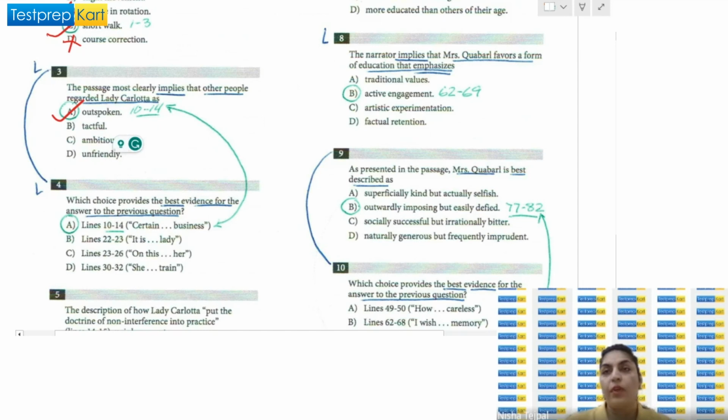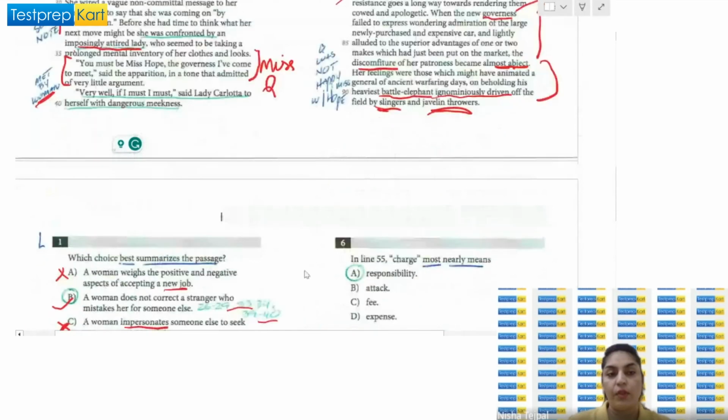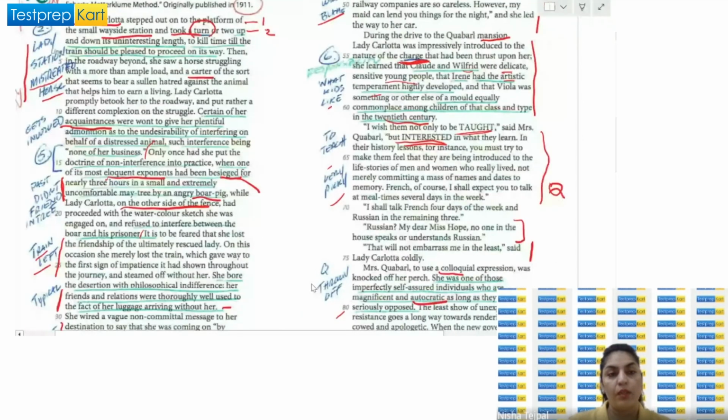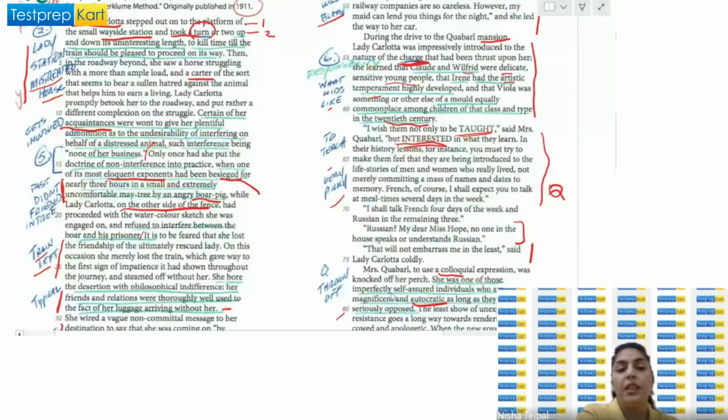She is outspoken because she is very good at giving answers. And lines 10 to 14 also say so. Outspoken means she has this habit of interfering in other people's things. So this is the point that supports the statement that Lady Carlotta is an outspoken lady. She is good at speech because she gets into other people's affairs. And this is the line where we can see the doctrine of non-interference she has to put into practice.